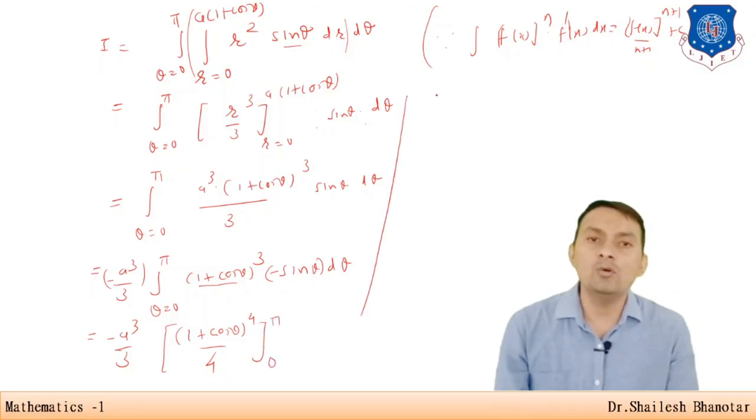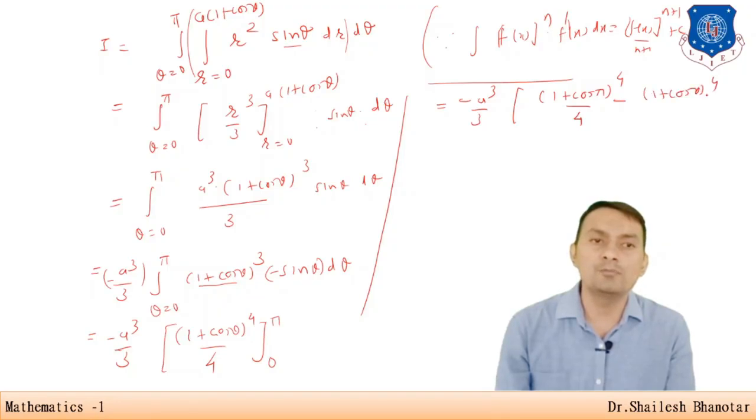When you integrate and put in the limits, you are going to get 1 plus cos pi raised to power 4 by 4 minus 1 plus cos 0 raised to power 4 by 4. It is clear that this is minus a cubed by 3, and cos pi is minus 1, so it is going to be 0, and cos 0 is 1, so 1 plus 1 is 2 raised to 4, that is 16 by 4, which is exactly 4. So you will get minus times minus, plus 4 by 3 a cubed, and that will be the final answer.